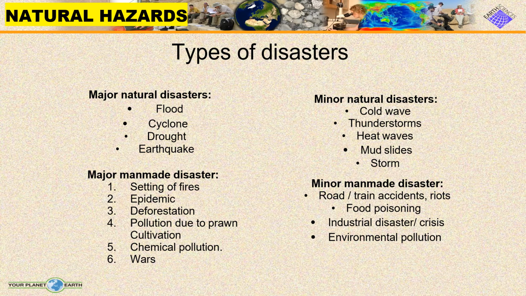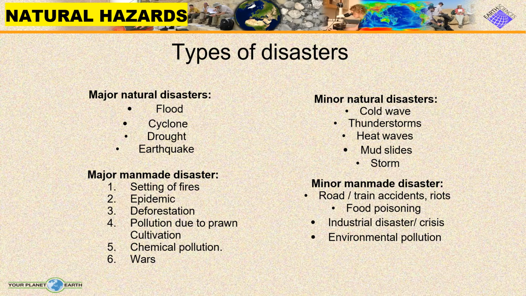Now, I can briefly tell you that there are various types of disasters. Some are major natural disasters, some are minor natural disasters, some are major man-made disasters, and some are minor man-made disasters. First, major natural disasters: flood, cyclone, drought, and earthquake. Flood means fast moving water, which can take everything with it. Cyclone, I've already taught you in my last lecture, is a roundward movement of water. Drought is when there's no rain. And earthquake, you already know.